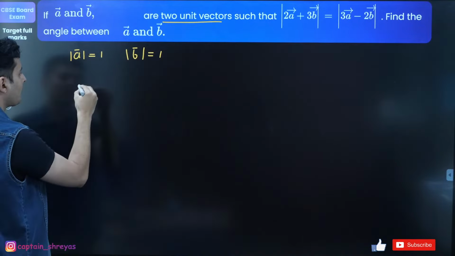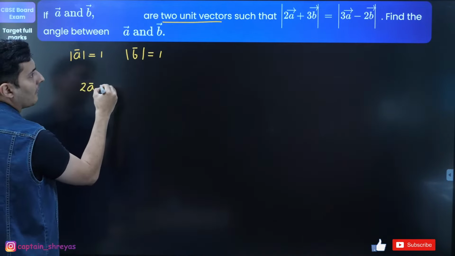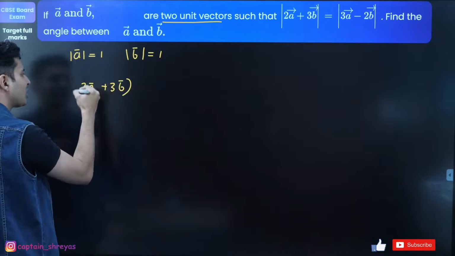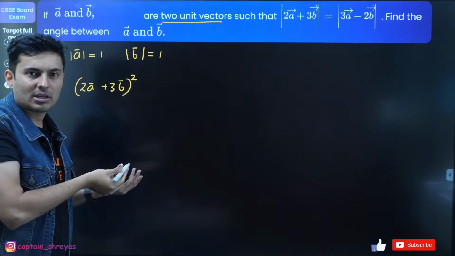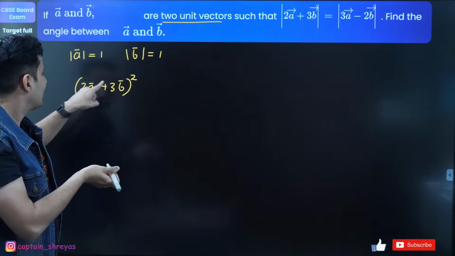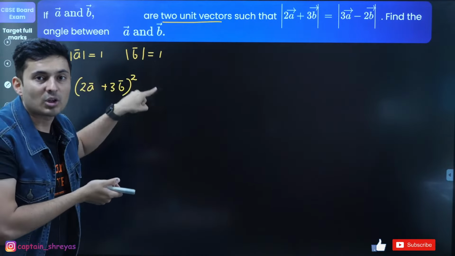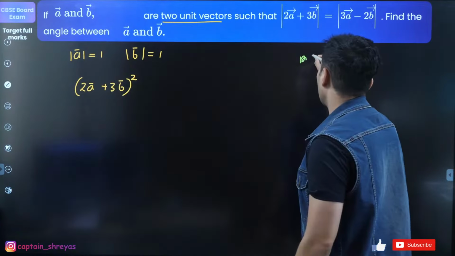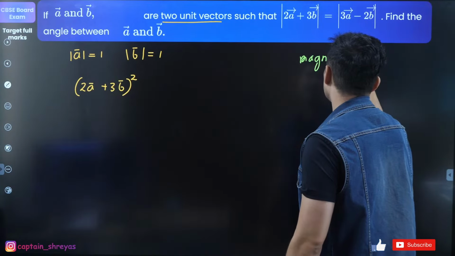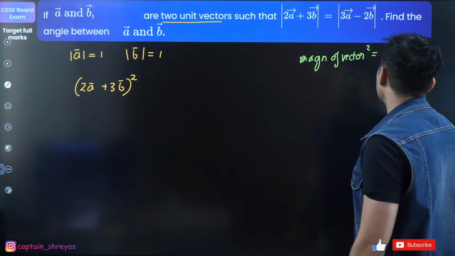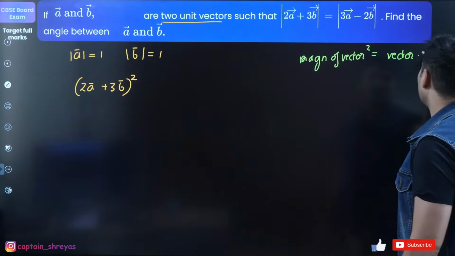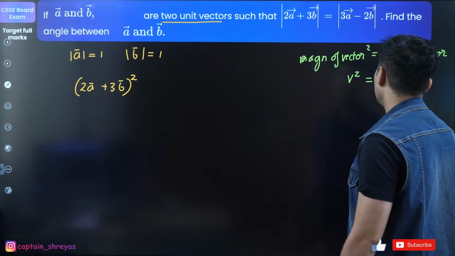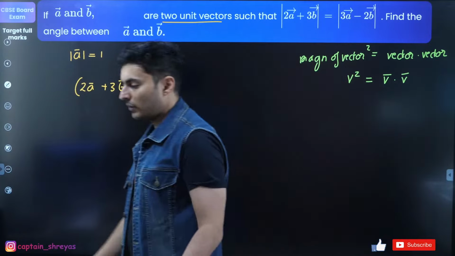If the magnitudes of 2a plus 3b and 3a minus 2b are equal, then if I square them, that will be better. Because I'm going to see some interesting things. The square of the magnitude of a vector is basically vector dot vector. It's as simple as that, because v square is v bar dot v bar. That's the formula.